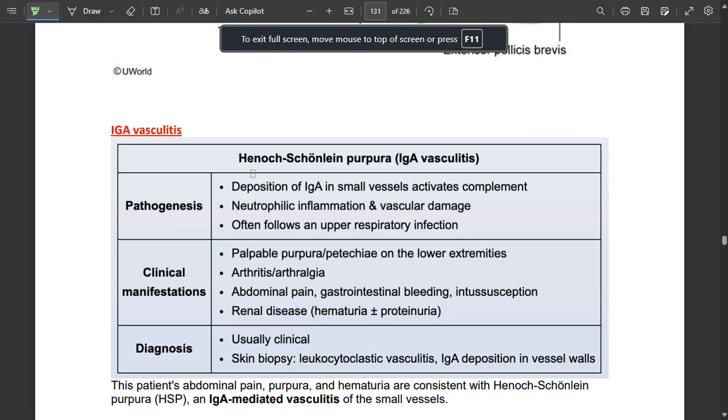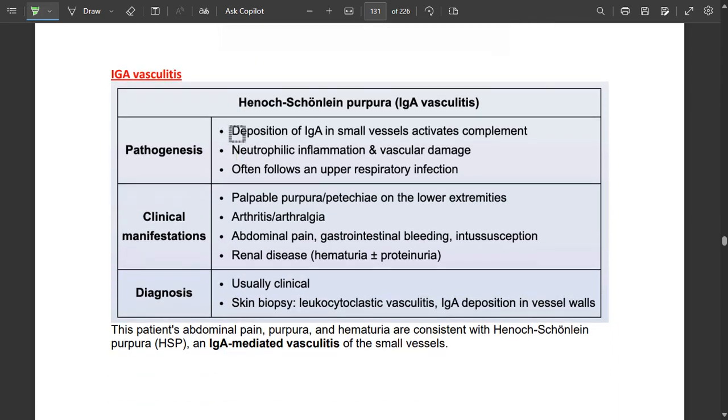Okay, so the pathogenesis is deposition of IgA in small vessels, which activates complement. After complement is activated, neutrophilic inflammation occurs and vascular damage is also seen. It often follows an upper respiratory tract infection.